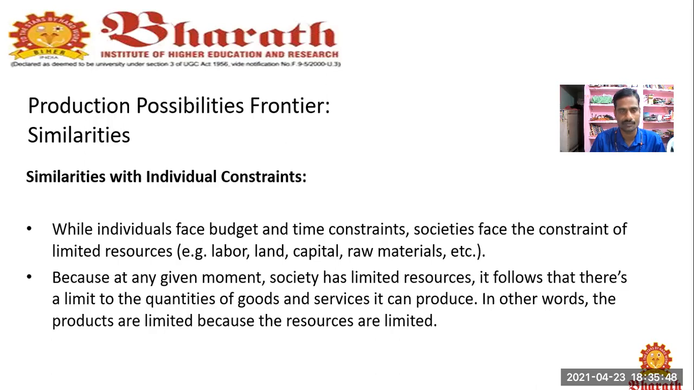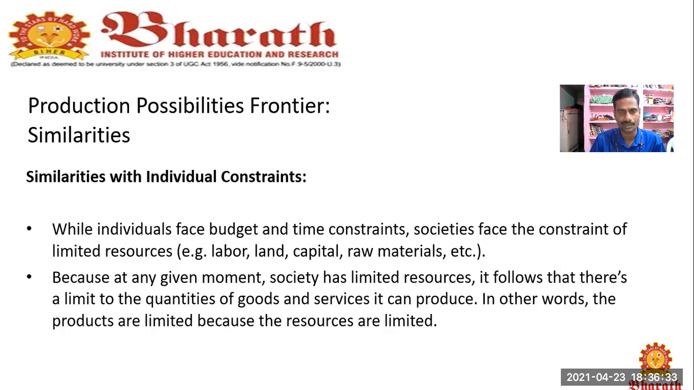In microeconomics, we have seen that individuals face some constraints. Like micro, here society is also facing some constraints. That is, we have limited resources. Society or the economy has limited resources, the natural resources like labor, capital, land, raw materials, and so on. At any given moment, society has limited resources. It follows that there is a limit to the quantities of goods and services it can produce.